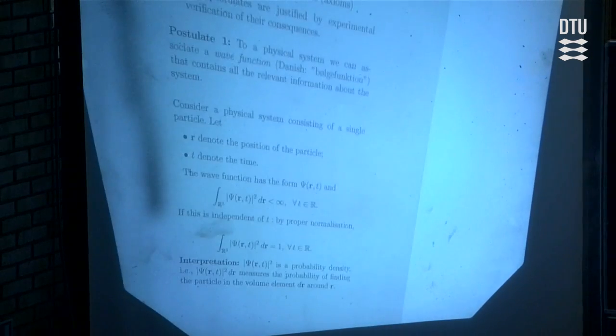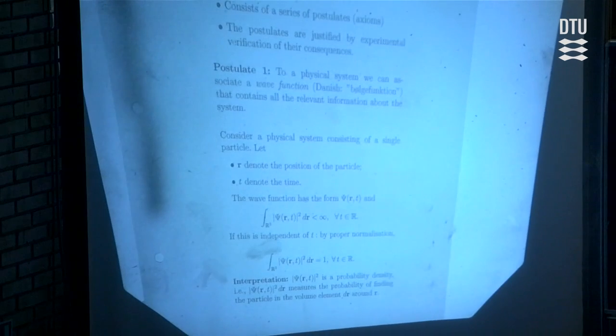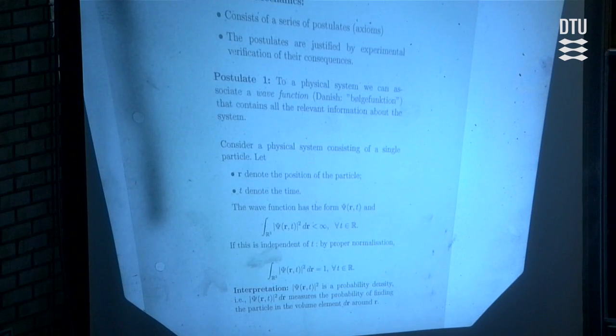So what is quantum mechanics? Quantum mechanics consists of a lot of postulates. That means somebody tells you there is a rule 1, there's a rule 2, there's a rule 3, and so on. I think there are 6 rules altogether.